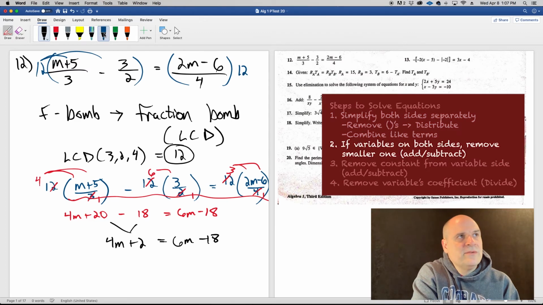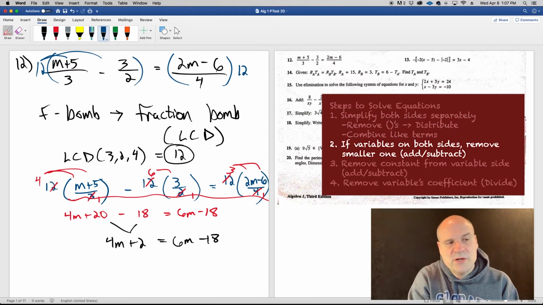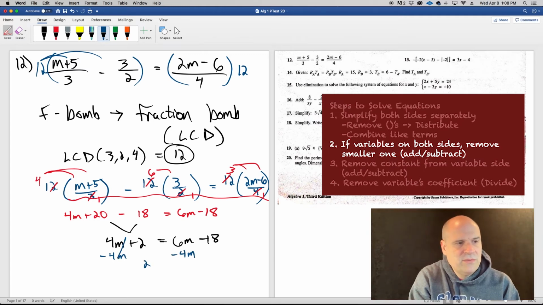Second step to solving equations is to get rid of the smaller variable term. If you have variables on both sides, you do. So let's get rid of that. So then you're left with 2 equals 2m minus 18.